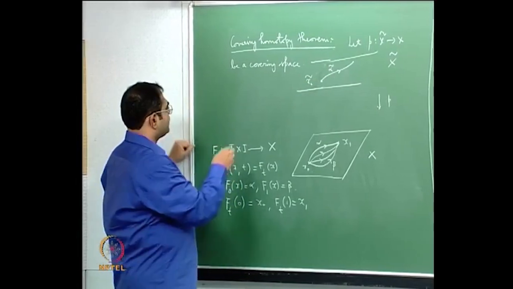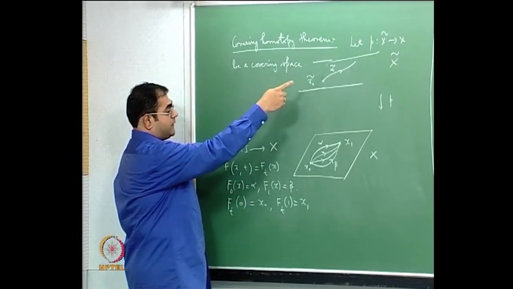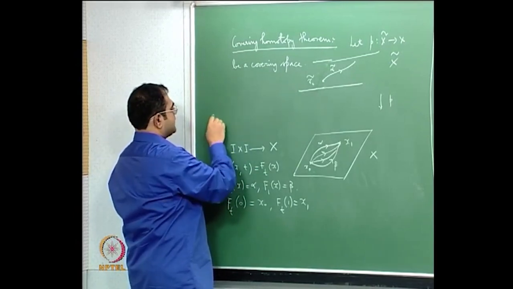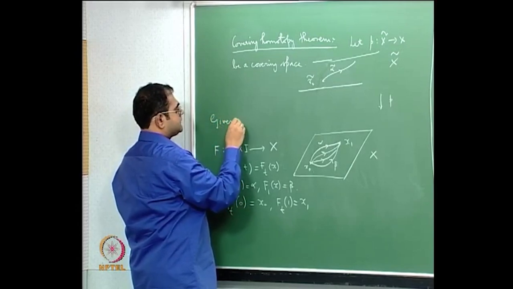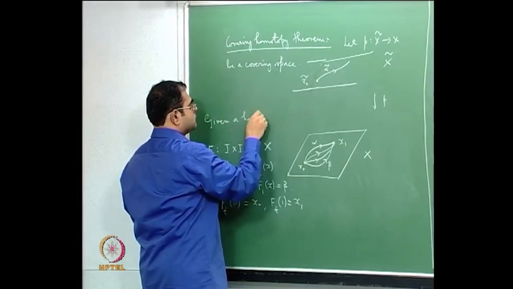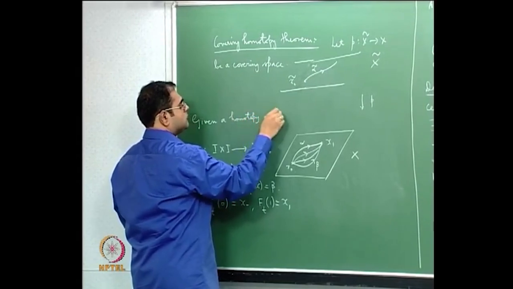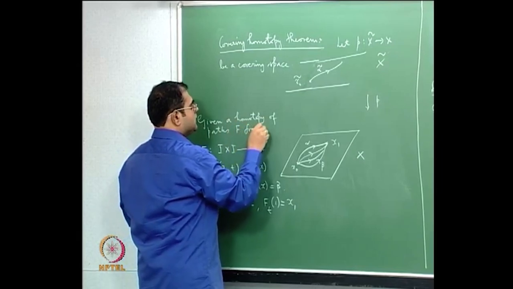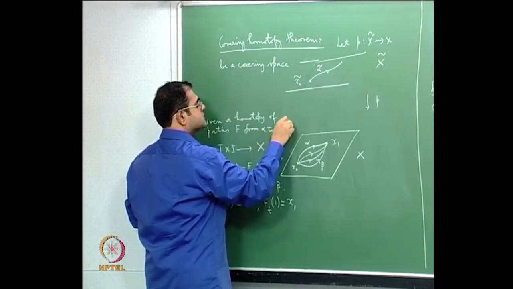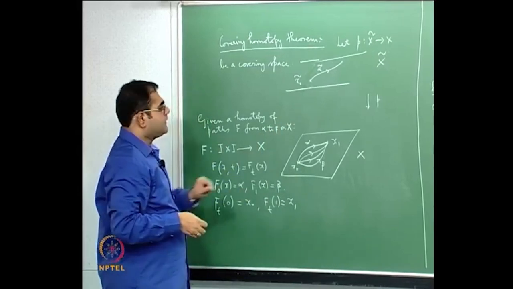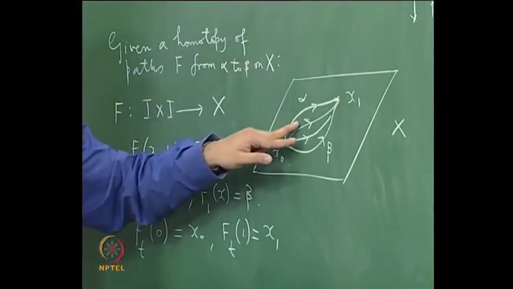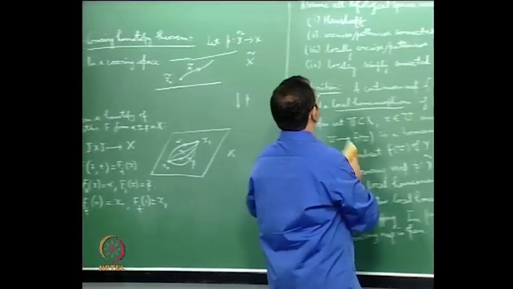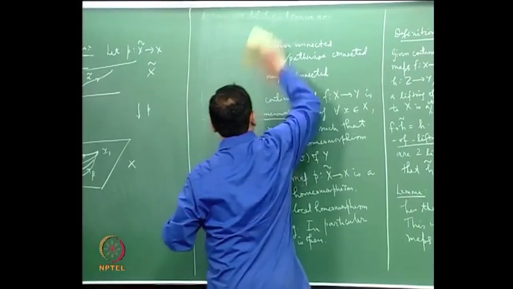So I will write that down. Given a homotopy of paths from alpha to beta on x, which is given by this data, and given a lifting of the path alpha to alpha tilde. So let me dump the rest of this board.